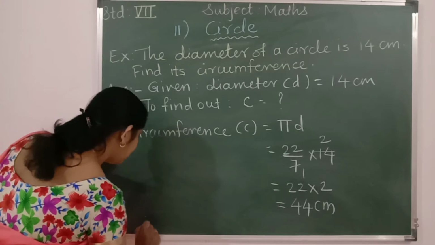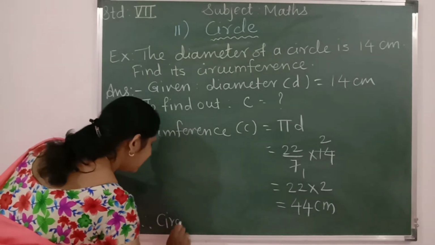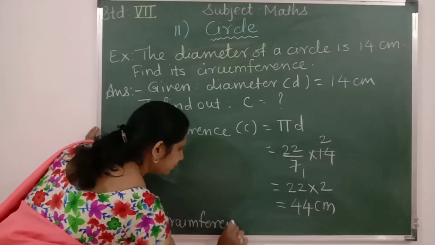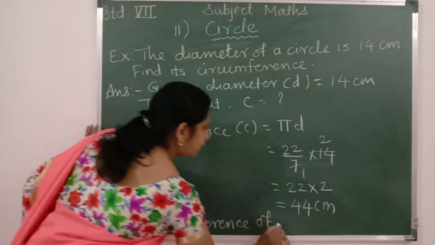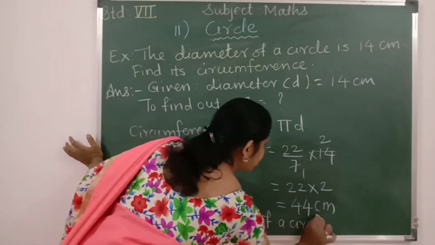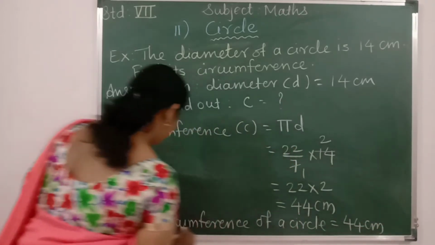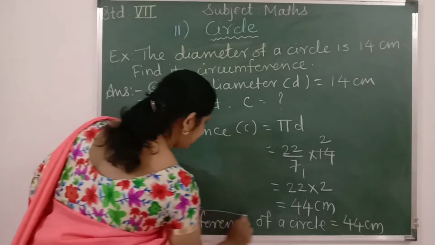So at last we'll write the final answer. Circumference of a circle is equal to 44 centimeter. We can write it in the square box.